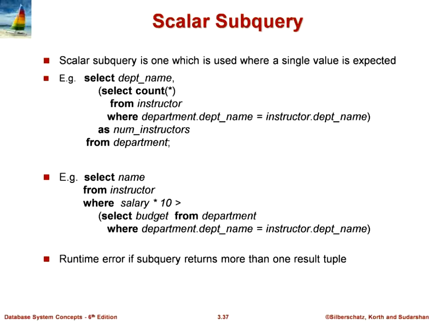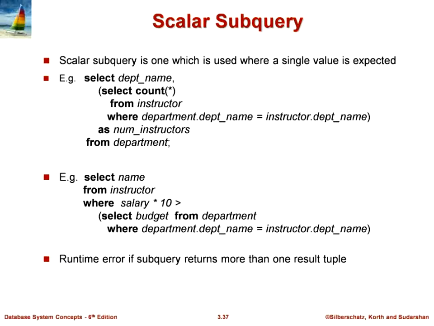A scalar subquery is one which is used where a single value is expected. For example, select department name, select count from instructor, where department name equals instructor.department name, as num instructors. Now you are using the result as num instructors, the new name, in the department query.